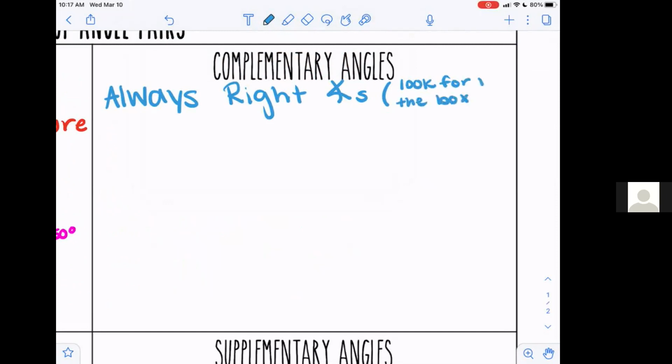That little box in the corner is going to be a great hint that something is 90 degrees. They are always going to add to that 90 degrees. And you can kind of think about that L shape. Remember we said there's this L shape and we can kind of turn it into a C shape for complementary if you turn your hand like that. So it's that L shape that is complementary.